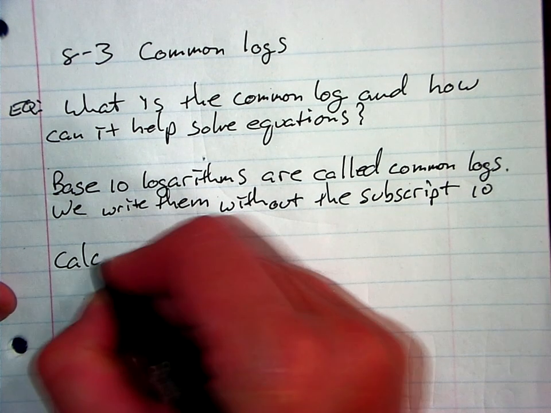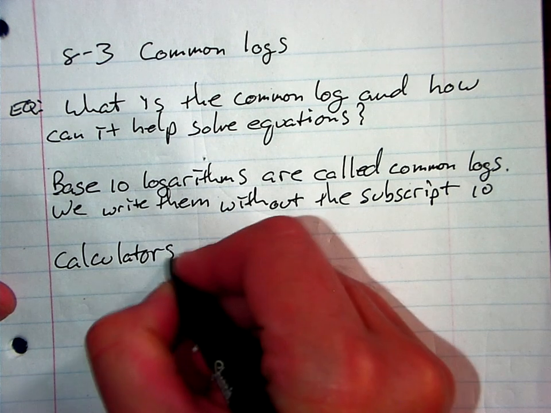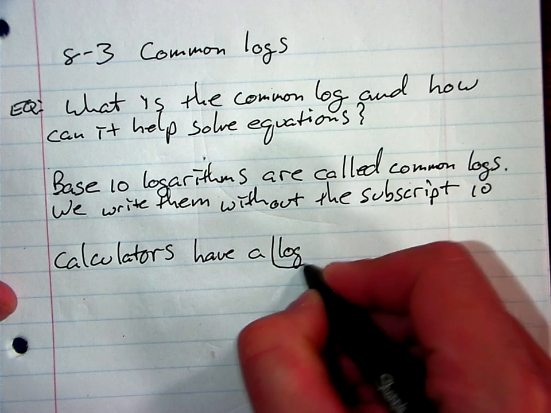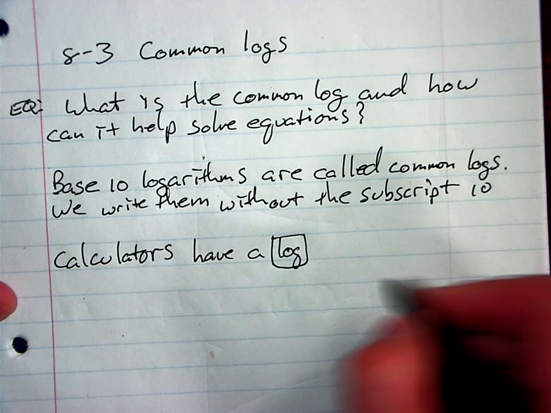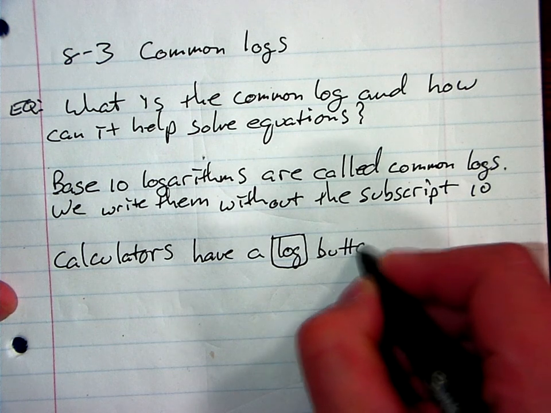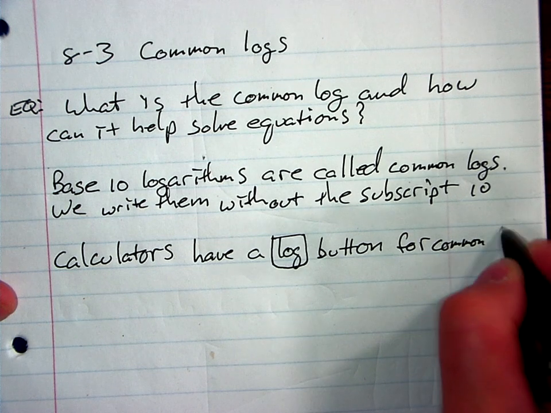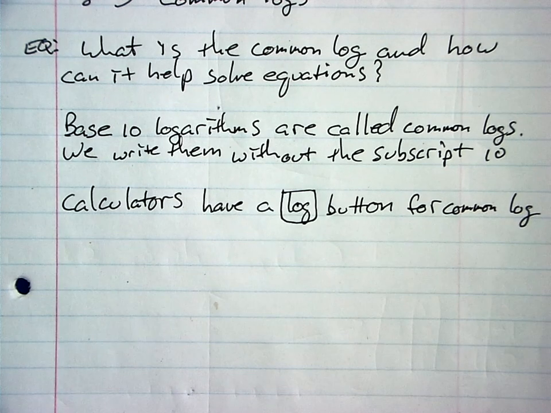Calculators have a log button for common log. If you look at your calculator, right under the green key is the log key, above your E, next to probability.